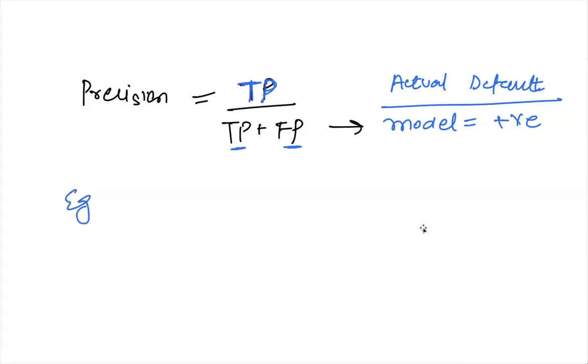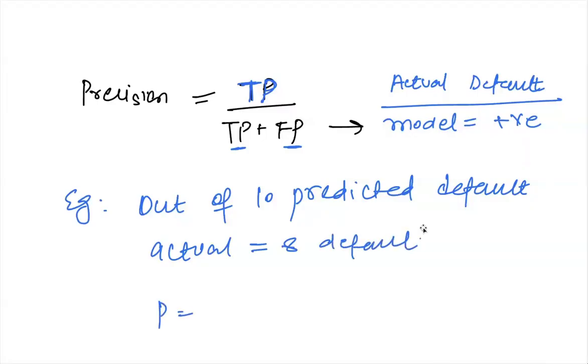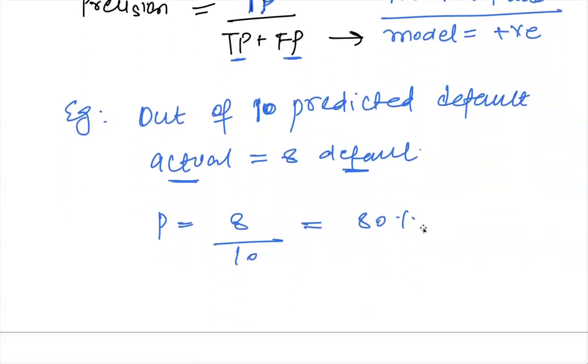For example, let's say your model said that there were in total 10 defaults, but in actual there were only 8 defaults. So what is your precision? It is your actual defaults, which is 8, by how much your model predicted in total, which is 10. So your precision is 80%. Okay, is this clear? Please tell me. First, tell me, is this clear?